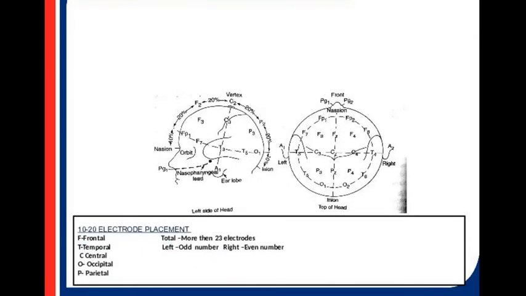Now we will see that for the measurement of this electrical activity of the brain, we require electrodes. There are more than 23 electrodes based on our brain. For that, the principle followed is the 10-20 electrode placement. Why is it called 10-20 electrode placement? The distance between these electrodes is 10% and 20% respectively. So it is called the 10-20 electrode placement method.